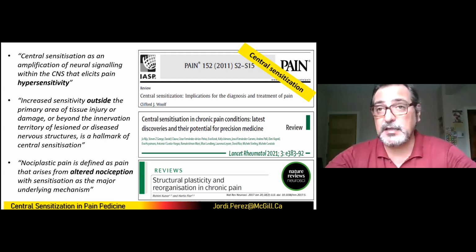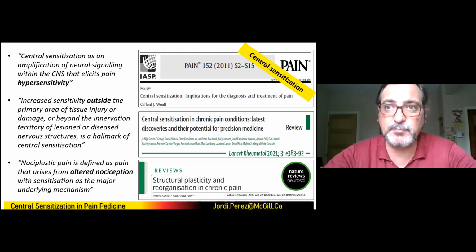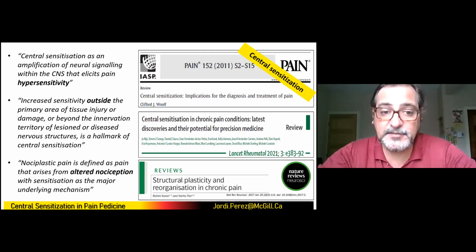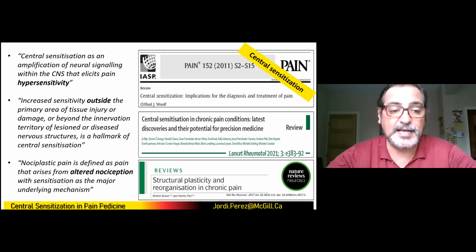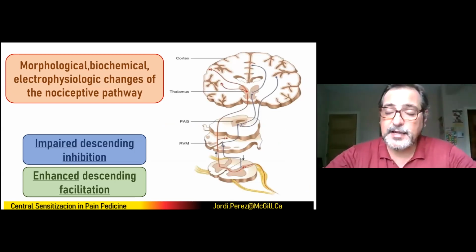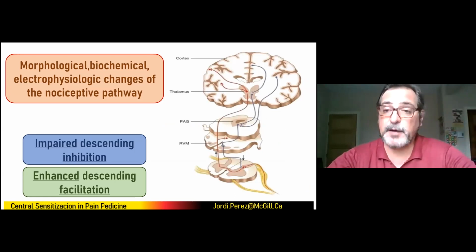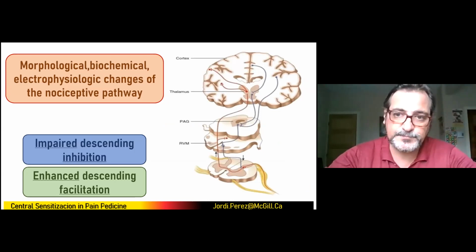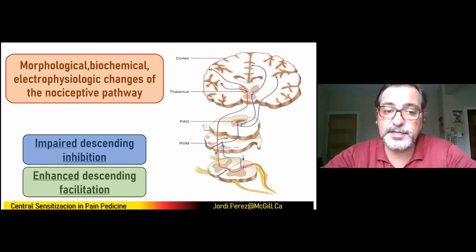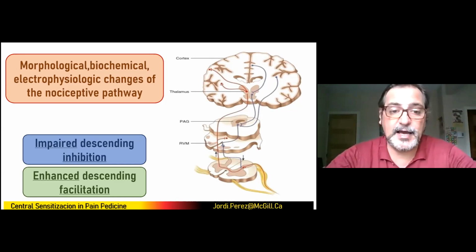Nociplastic pain is now a third mechanism accepted by the IASP in order to explain the types of pain that our patients have. It was nociceptive and neuropathic. Now we have a third one, and its key feature is an altered nociception with sensitization as the major underlying mechanism. In general, there are morphological, biochemical, and electrophysiological changes affecting the nociceptive pathway, from the periphery to the brain, up and down, all causing the brake not to work very well. So there is an impaired descending inhibition, and also the accelerator of the pathway works too well. And there is an enhanced descending facilitation. So I'm going to present a few changes that have been demonstrated in animal models.